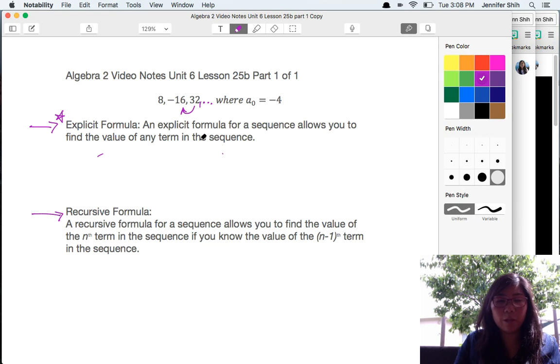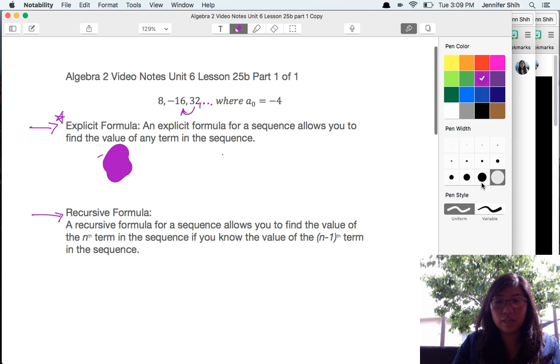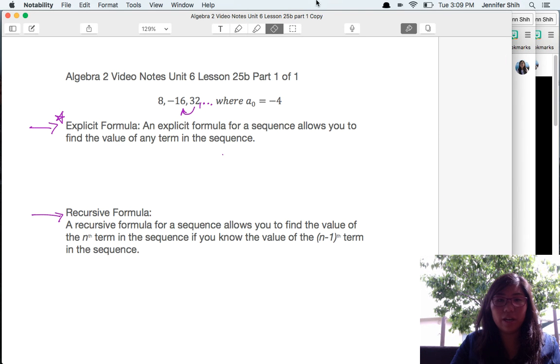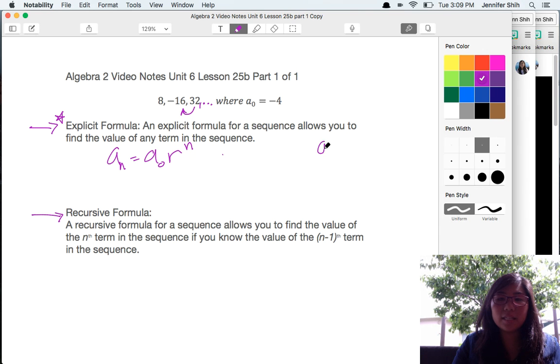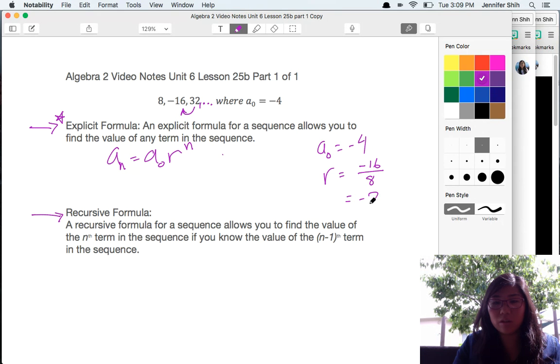An explicit formula. Let me write it again, but with a smaller pen. a sub n is equal to a naught times r to the n power. In this case, a naught is given, and that's -4, sorry. The ratio, we had calculated it before, but I'll do it again. I'm going to take a number and divide it by the previous number. So my ratio is -2. So this a sub n is equal to -4 times (-2) to the n.